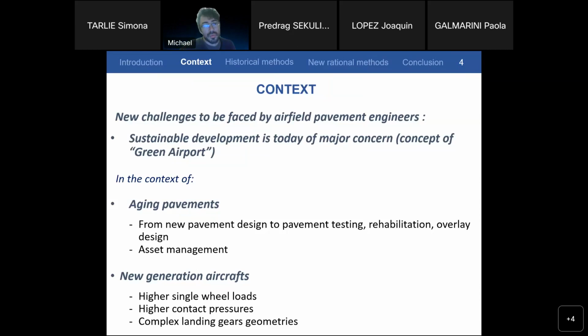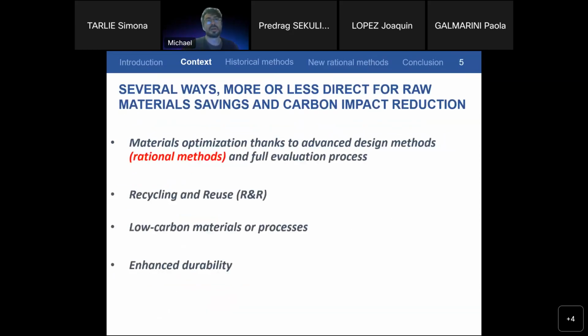Last part of background, we have new generations of aircraft with higher single wheel load, with higher contact pressures, and with complex landing gear geometries. There are several ways, more or less direct, for raw material savings and carbon impact reduction. The first one is materials optimization, thanks to advanced design methods that we call the rational methods, combined with a full evaluation process. You have other ways: recycling and reuse, low carbon materials or processes, or enhanced durability, because indirectly, if you have enhanced durability, you'll have a higher pavement life expectancy, and the result is the same.